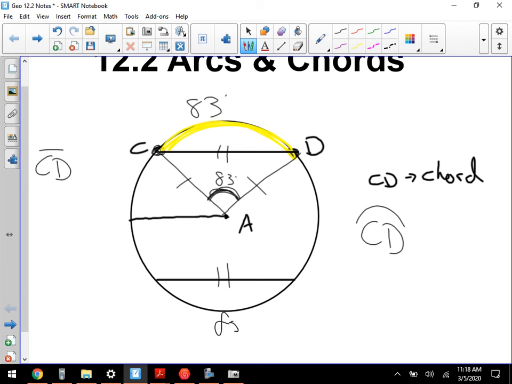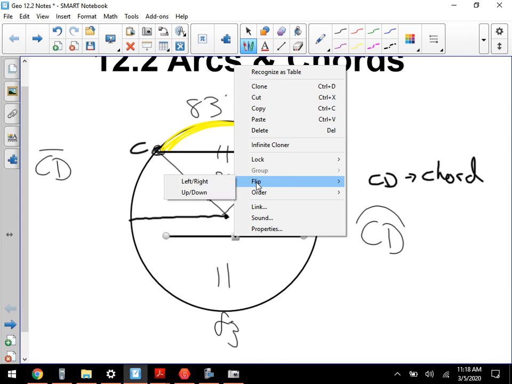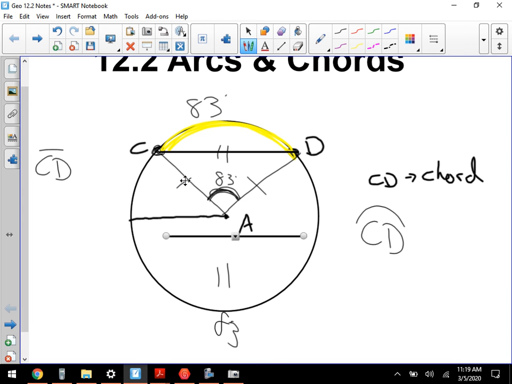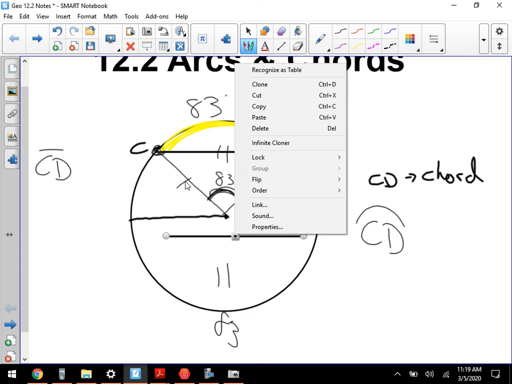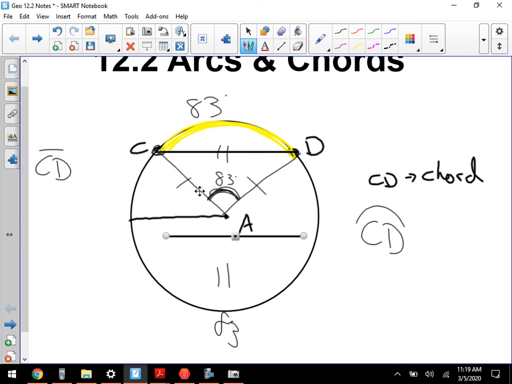Sorry. Would it change any if this got... I'm trying to rotate this without spinning it completely. Give me 1 second if I can see if we can do it. That's not going to work that way. Trying to rotate it without changing the size of it. There we go. Now, if I put this chord here, is the arc going to be still the same?